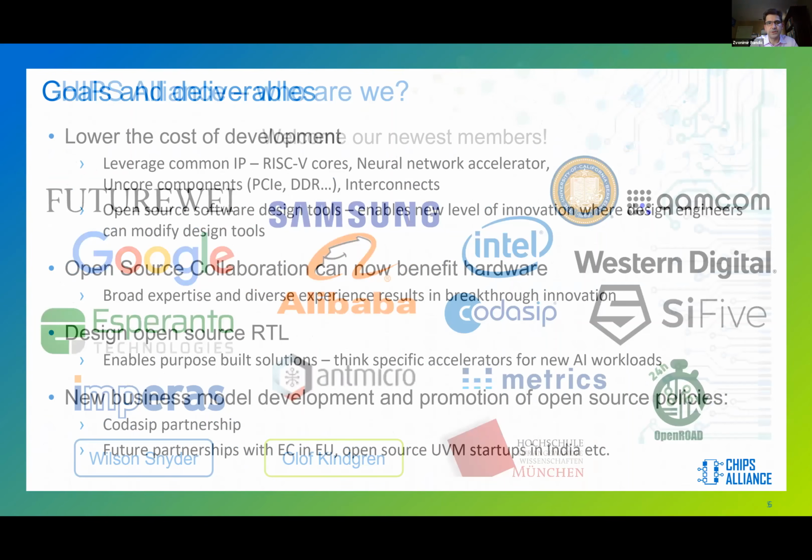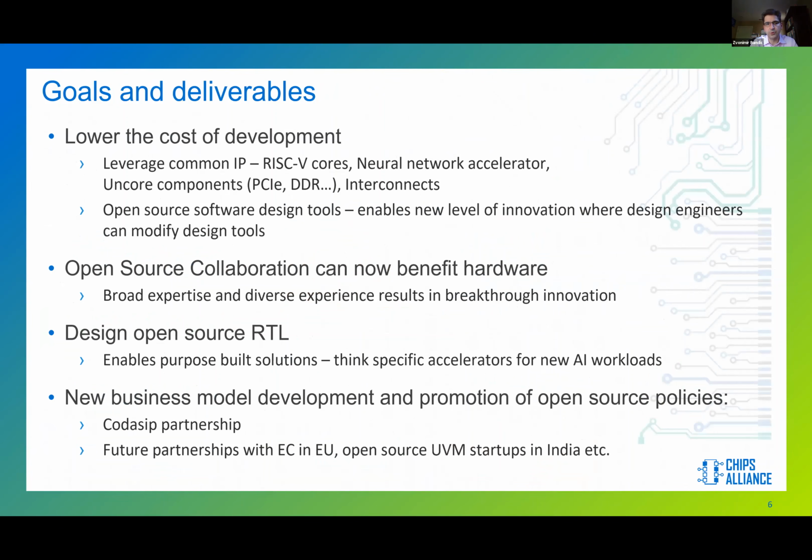In terms of goals and deliverables, the goals are to lower the cost of development and to leverage common IP such as RISC-V cores, but also neural network accelerators, on-core components, and interconnects, as well as to develop open source software design tools, which are very important in developing open source hardware to enable easier sharing of information and resources in open source hardware projects. And the general idea is to have open source collaboration that can now benefit hardware as well.